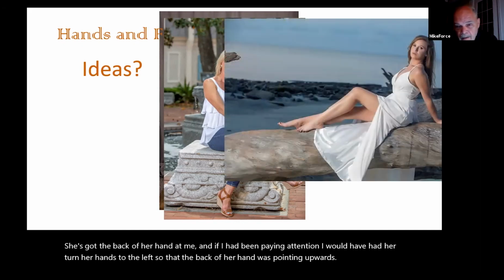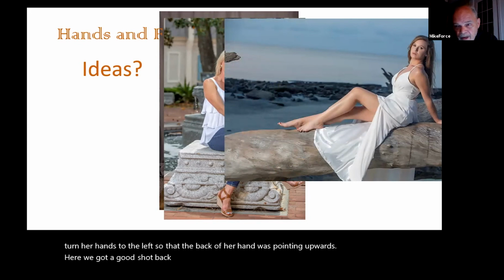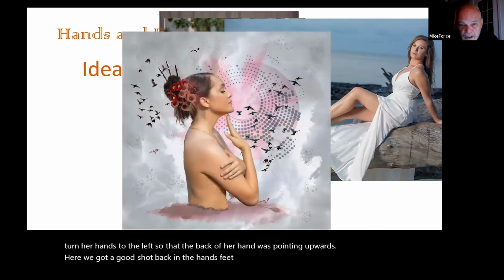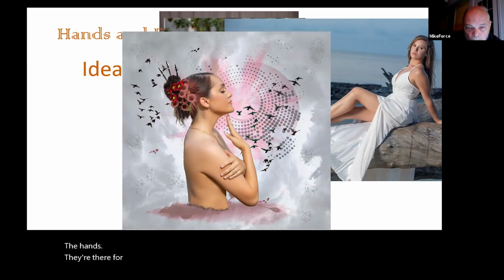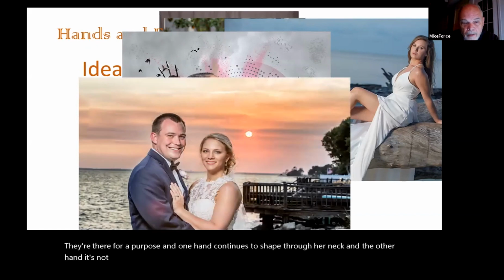Here we got a good shot. Back of the hand, feet, nothing objectionable. Your eye goes right to the subject. Here we've done something a little different. I funkied it up in Photoshop, but the hands, they're there for a purpose. One hand continues the shape through her neck, and the other hand, it's not distracting. I wanted it to be there, though.